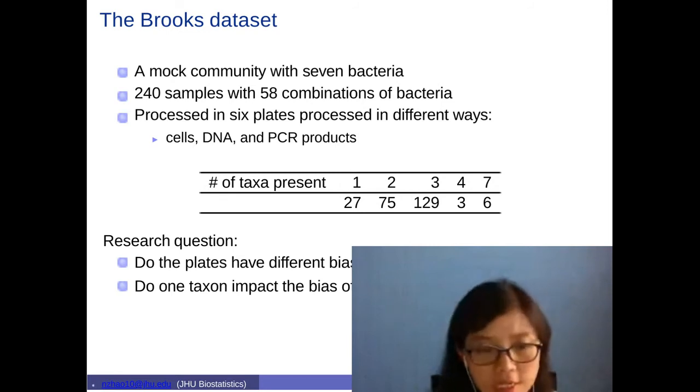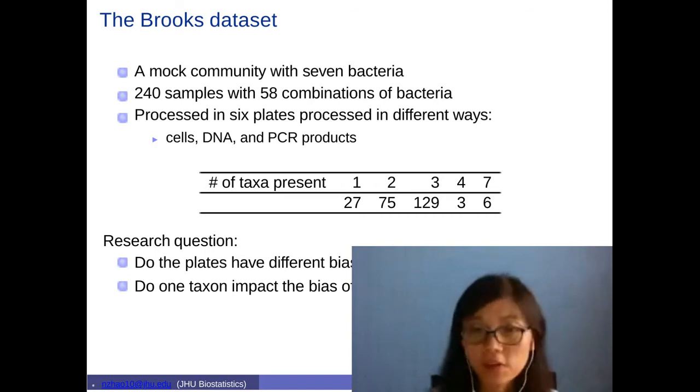So our research questions are: do the plates have different bias between them? Do the different plates have a very different effect? And also, we want to ask whether one taxon impacts the bias of another taxon. Of course, we know the data are presented in a way that there are many missing values, because many of the species are not present in certain samples because of the design.